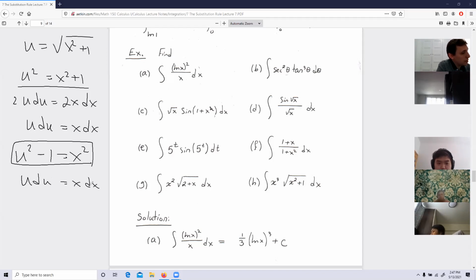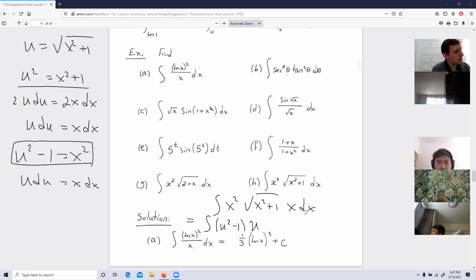So then I can look at this expression and see x squared root of x squared plus 1 times x dx. And then what is it becoming? x squared becomes u squared minus 1. This is u, and x dx is u du. So the integral is simply the integral of (u squared minus 1) times u squared du. That's it. Everything afterwards is distributing, and you have a simple integral. Understood?